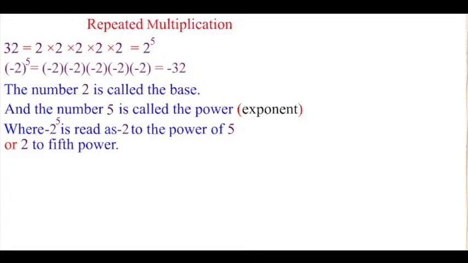Negative 2 to the power 5 is read as negative 2 to the power 5, or negative 2 to the fifth power. Example: 3 to the power 4 equals 3 times 3 times 3 times 3. 7 to the power 2 equals 7 times 7.